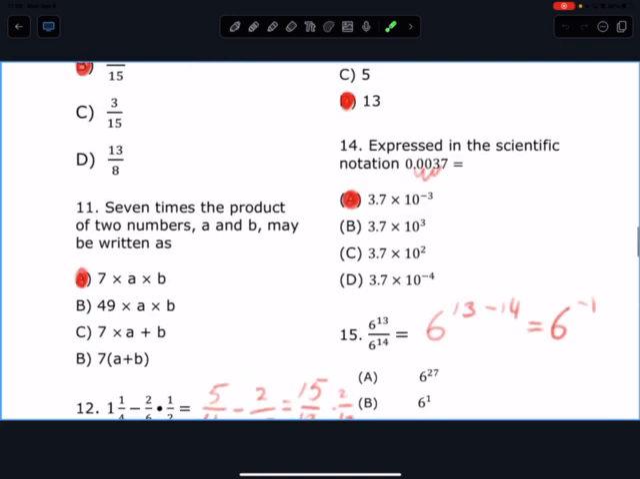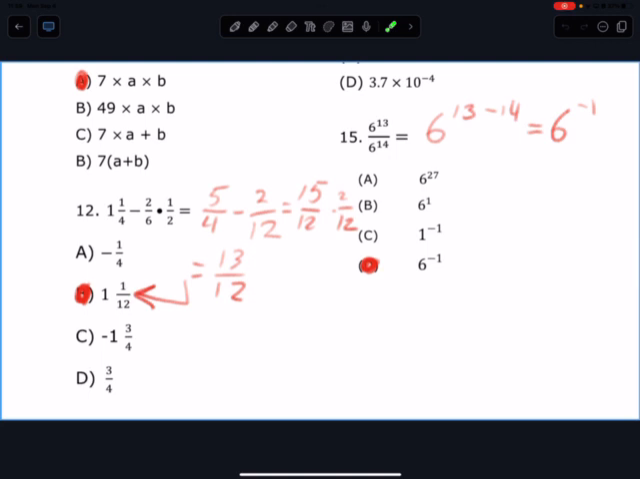Scientific notation. All you have to do, move the comma. 1, 2, 3. 3.7 times 10 to the minus 3. Done. Easy peasy. 15. Subtract the powers and you have 6 to the power of minus 1. All you have to do, subtract the powers. D.